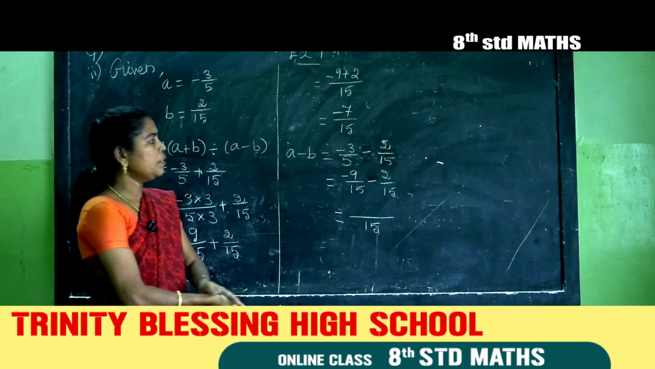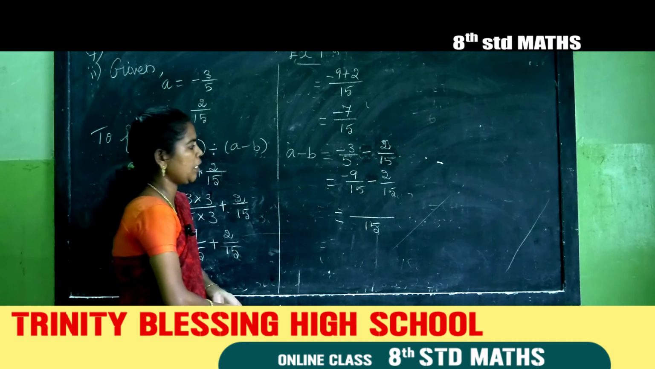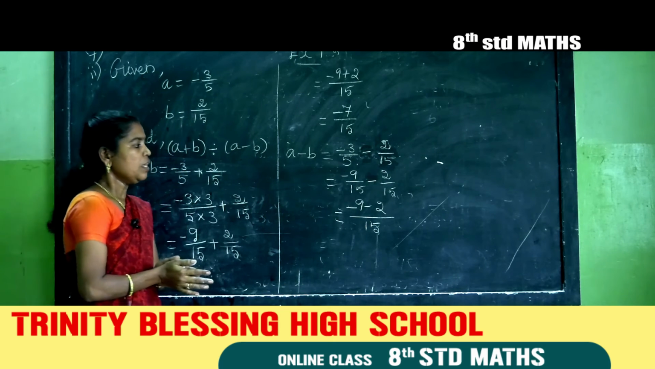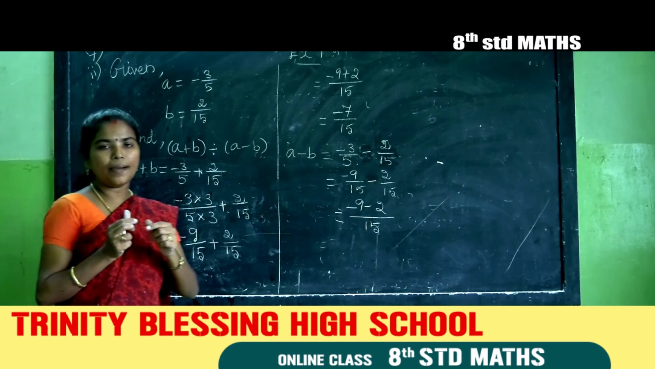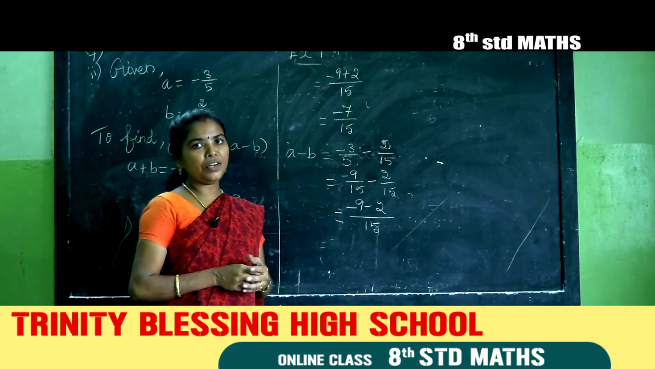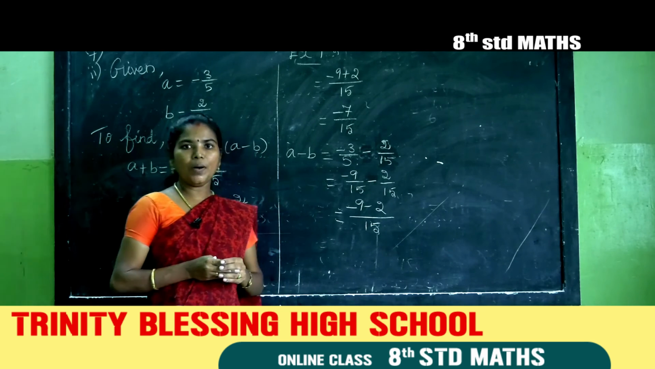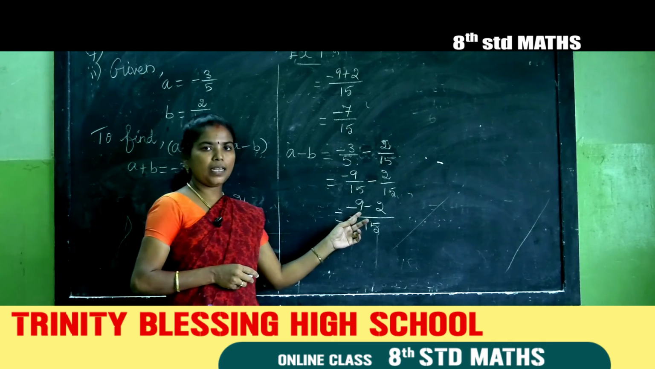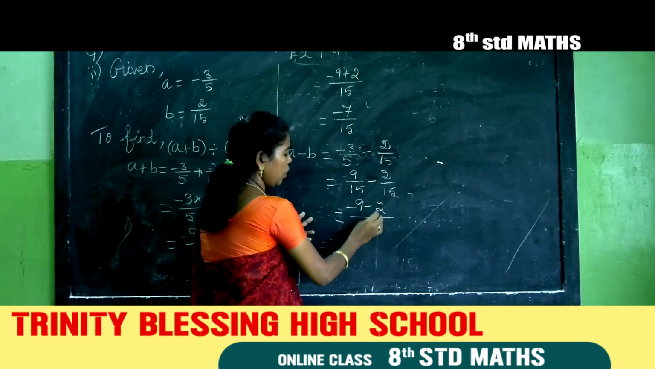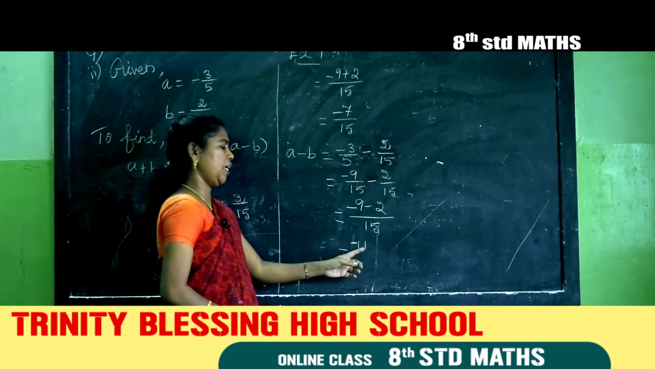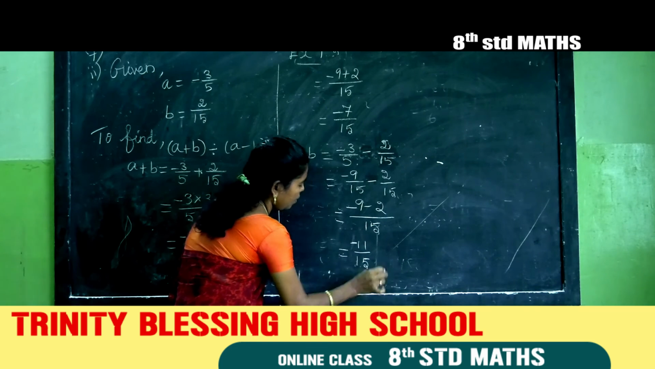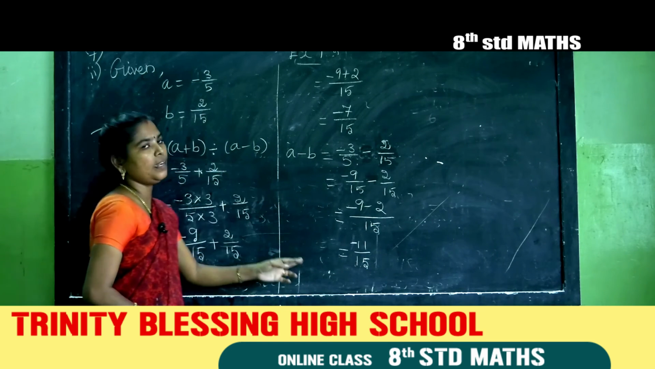Now we are going to subtract. Here the two numbers are in the same sign, both negative. Minus 9 minus 2. In this type we have to add the numbers and put the sign of minus. If 9 plus 2 means 11 we will say, because both are positive, but here both are negative, so we should add and put the sign of minus. So 9 plus 2 is 11, but we have to put minus 11, so minus 11 by 15. Now we get the values of a plus b and a minus b.